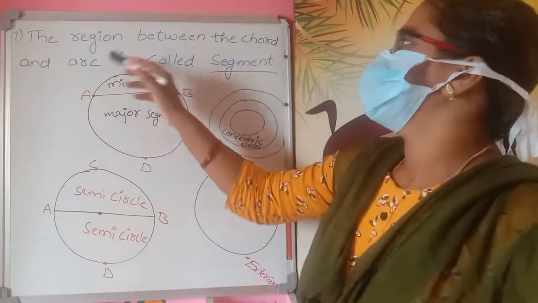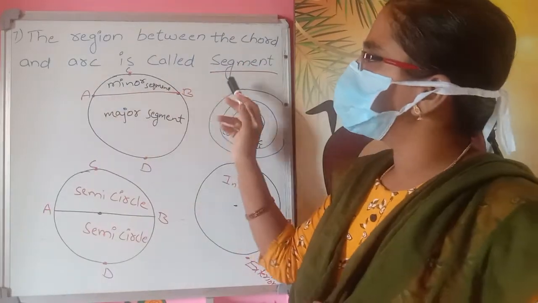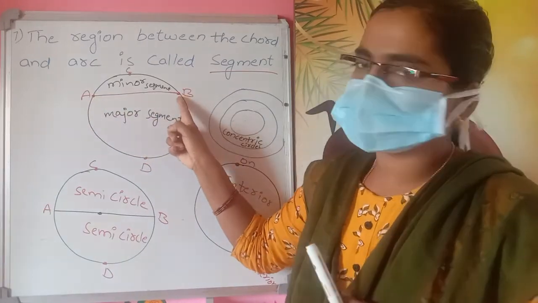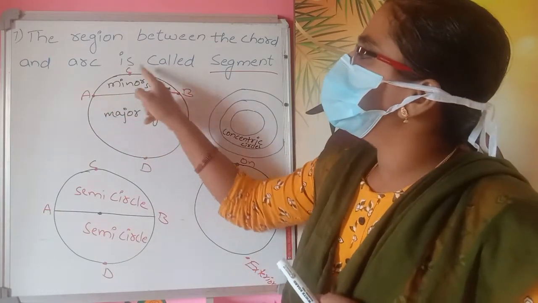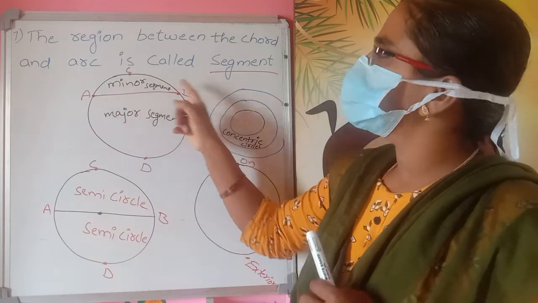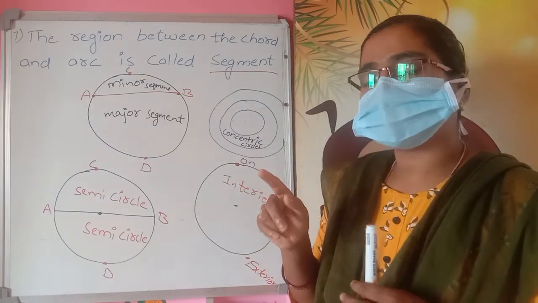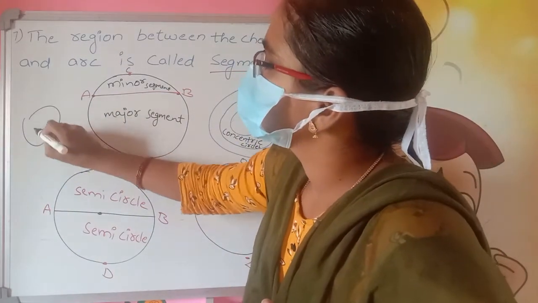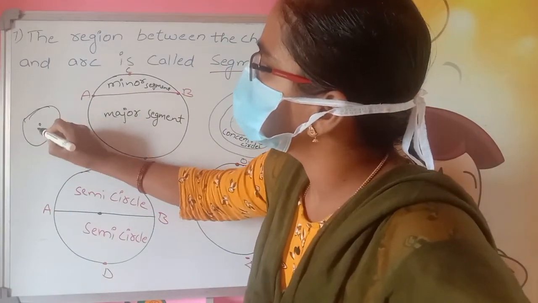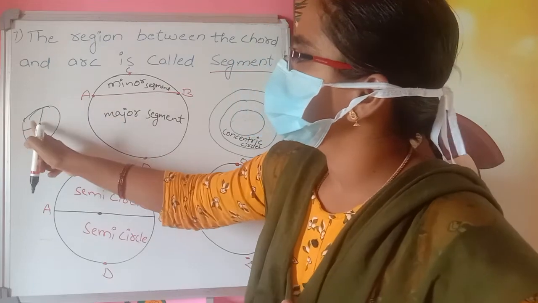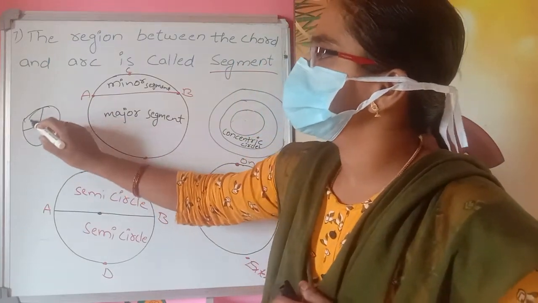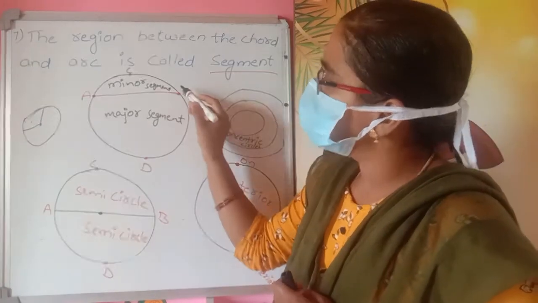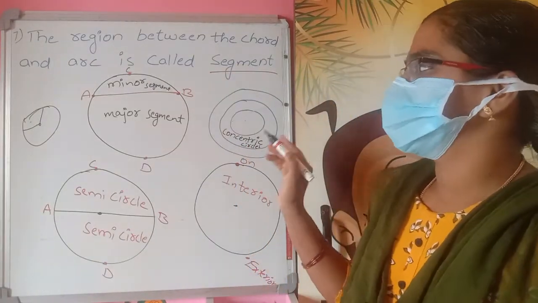Next, the region between the chord and arc is called a segment. The region between the chord AB and the arc ACB is called a segment. Till now I told you about a sector: the region between an arc and two radii is called a sector. The region between a chord and the same arc is called a segment.